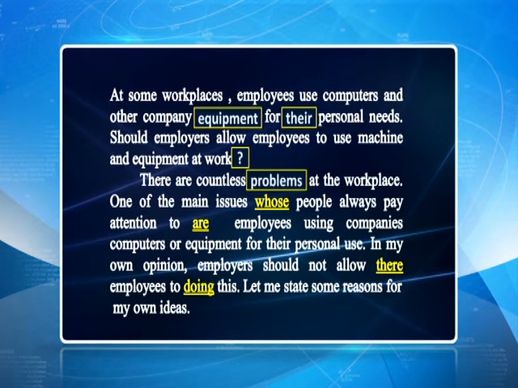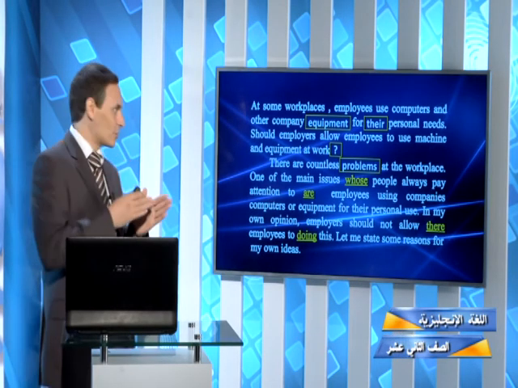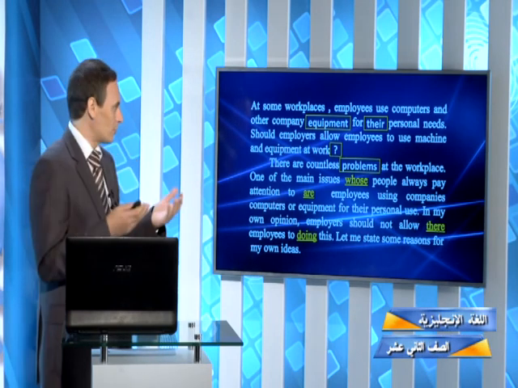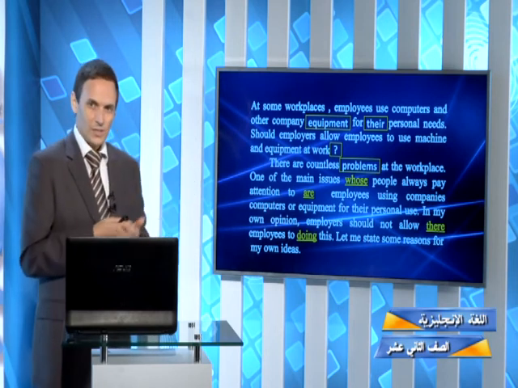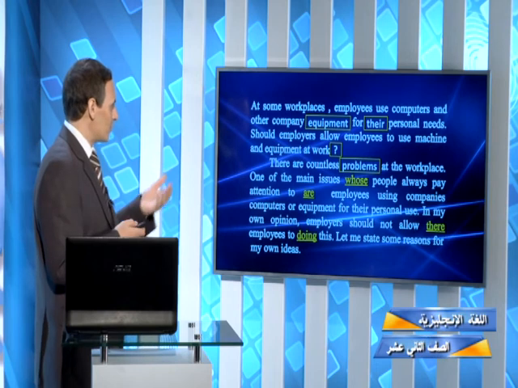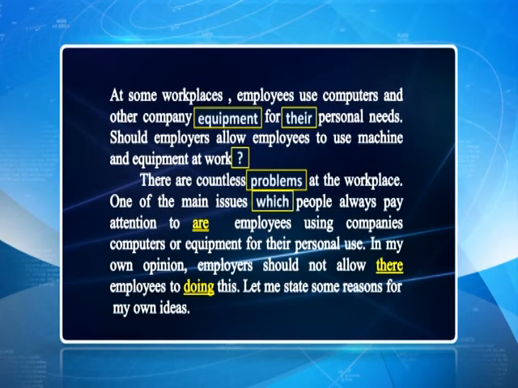One of the main issues whose people always pay attention. What do you think? What's the relative pronoun I should use here? Okay, it is a relative pronoun that refers to issues, and issues is not something animate, it's not possession, so we use whose. It is an object, inanimate. Okay, that's why the relative pronoun I should use here is which. One of the main issues which people always pay attention to.